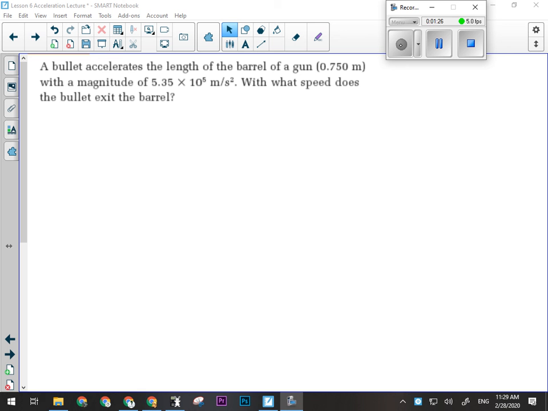Because this will be our example for our final formula. It's a little violent, but it's the one we're going to do. So we have a bullet that is accelerating through the length of the barrel of a gun.